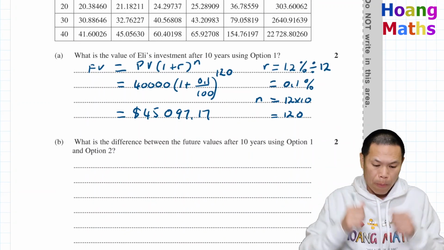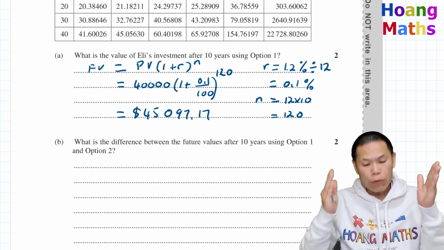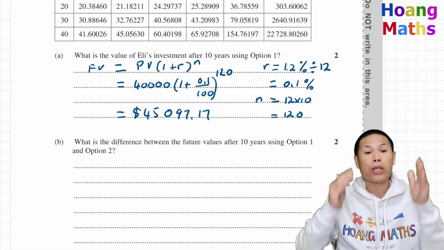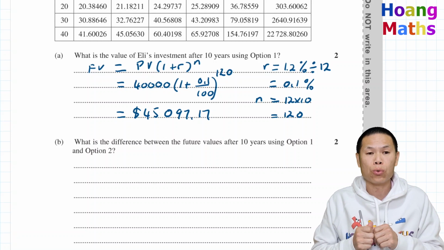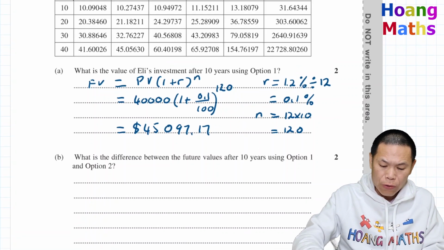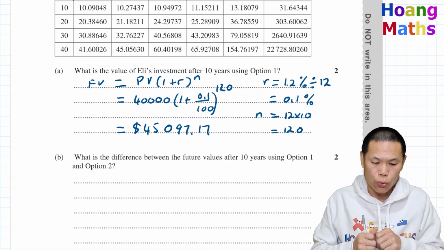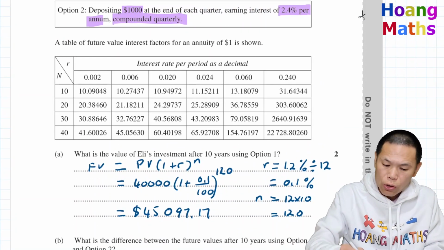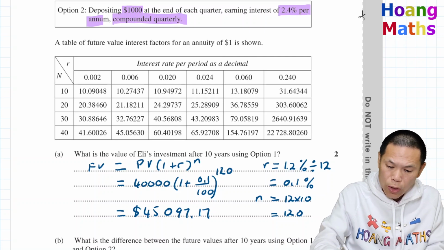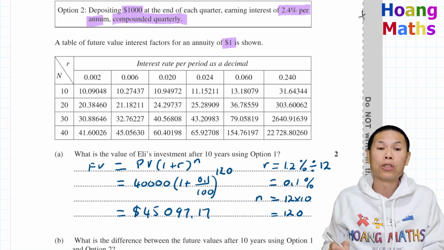Now, part B. What is the difference between the future value after 10 years using option 1 and option 2? We already found the future value for option 1. So we need to work out the future value for option 2. The future value for option 2 is the annuity of $1.